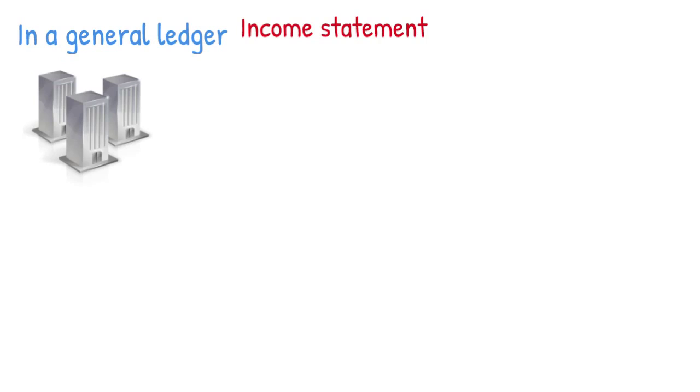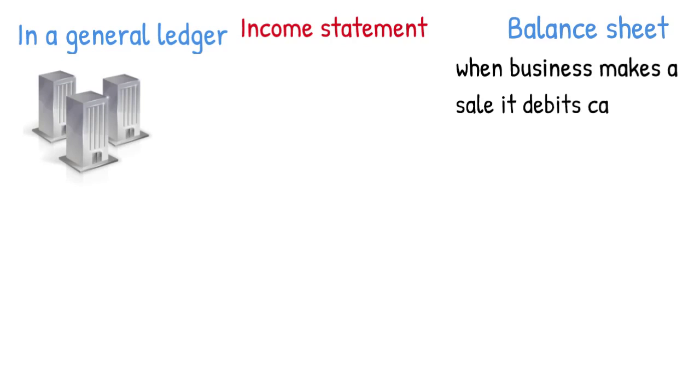In double entry accounting, which is commonly used by companies, every financial transaction is posted in two accounts, the income statement and the balance sheet. One account will receive a debit and the other account will receive a credit. For example, when a business makes a sale, it debits either cash or accounts receivable on the balance sheet and credits sales revenue on the income statement.